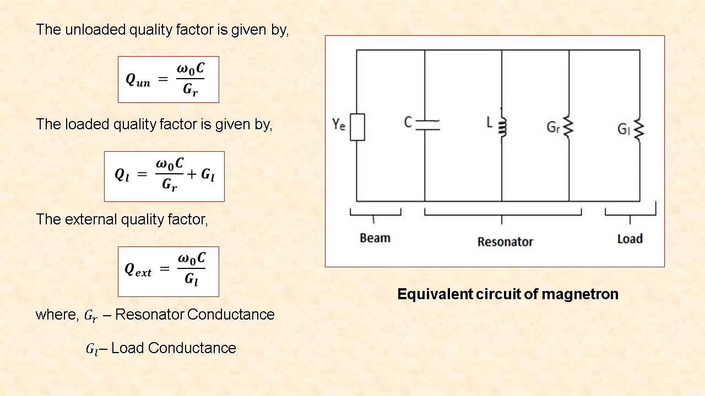The external quality factor is given by Qext is equal to omega naught into C divided by GL. GL is the load conductance and GR is the resonator conductance.